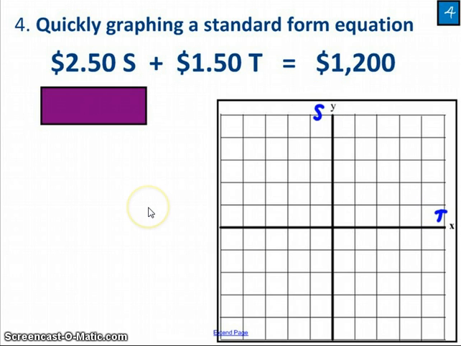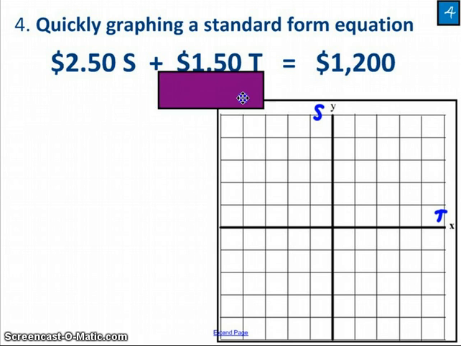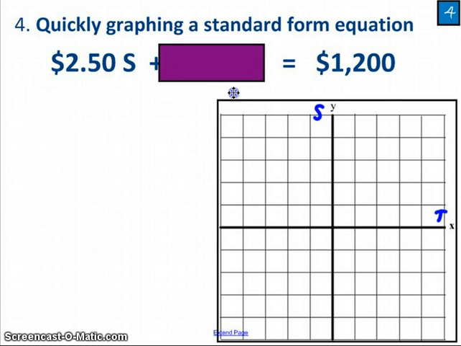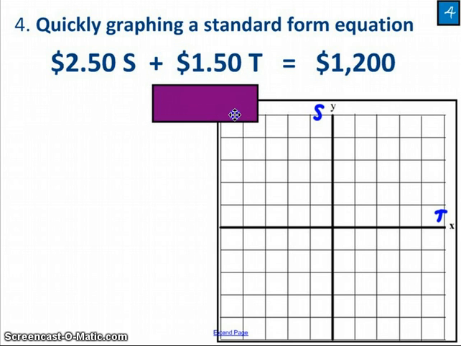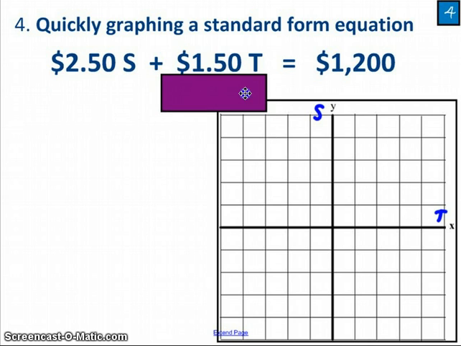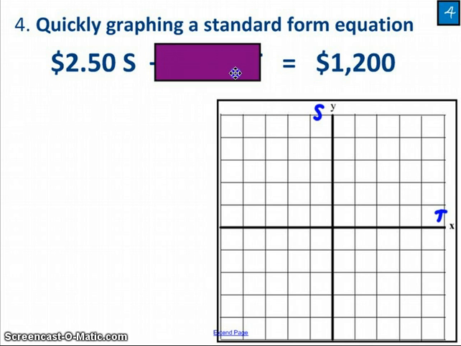And then, speaking of move right over, the way to graph it is what I call the cover-up method. Follow along with me if you would, because here's how I do it. I literally cover up one of the two variables, including its coefficient. What I'm saying is, what would happen if there weren't any t-shirts sold? What would happen if I only sold sweatshirts?